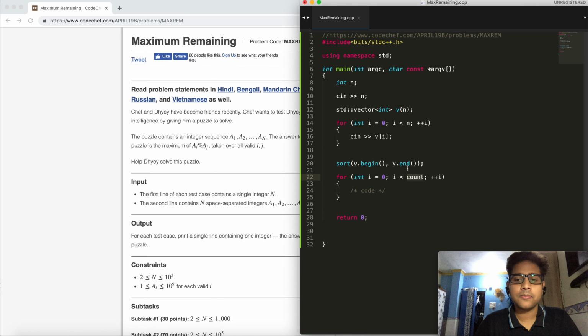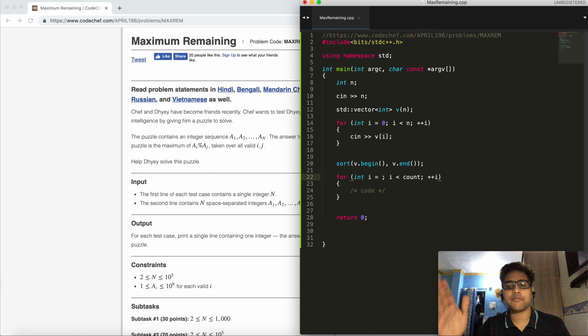I know that the last number, the largest number, is stored at index n minus 1, so we can easily find that. But finding the second largest number is a bit tricky. It's not that the second number from the end is your second largest number, because there can be a case where the last three numbers are the same, that is 5 5 5, and then the 4 is there. So the second largest number is not guaranteed to be stored at index n minus 2.